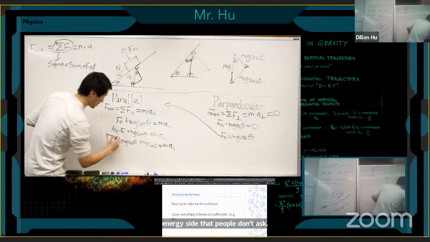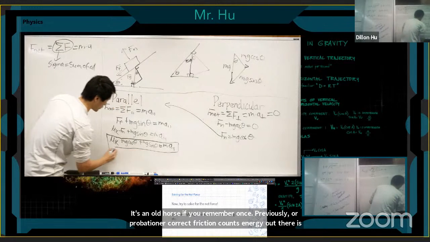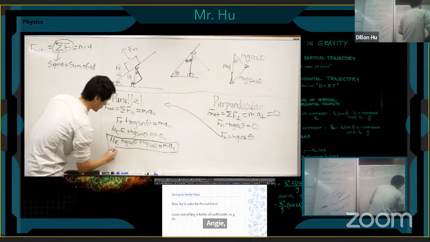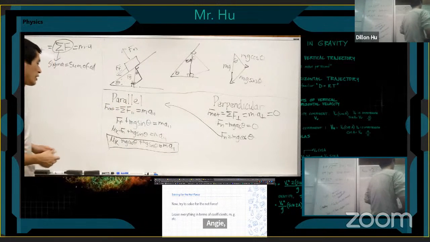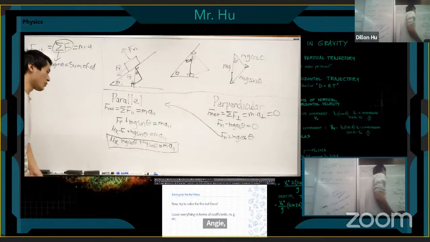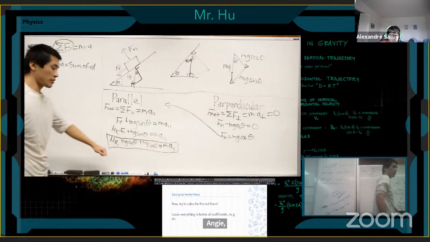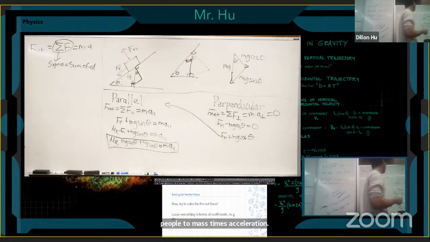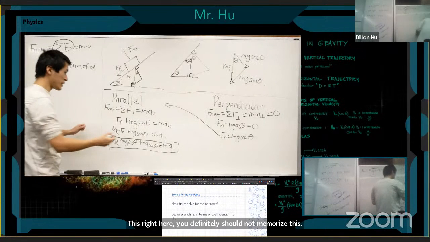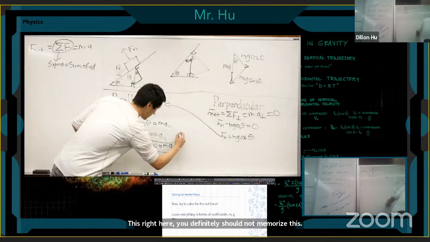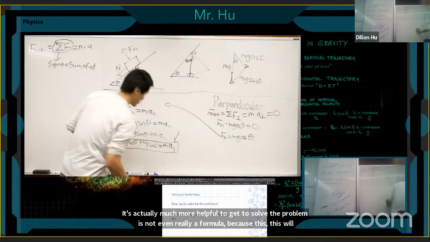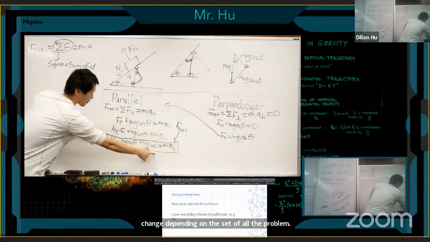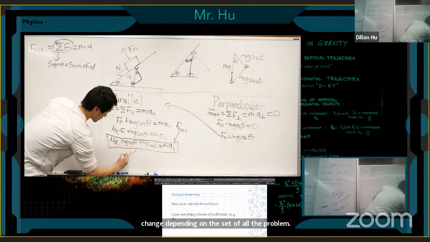This right here, you definitely should not memorize this formula. It's actually much more helpful to be able to solve a problem. This is not even really a formula because this will change depending on the setup of the problem. So what is the parallel component of F net? This right here, this mass times acceleration, this is going to be our net force. So this whole thing is going to be our net force.